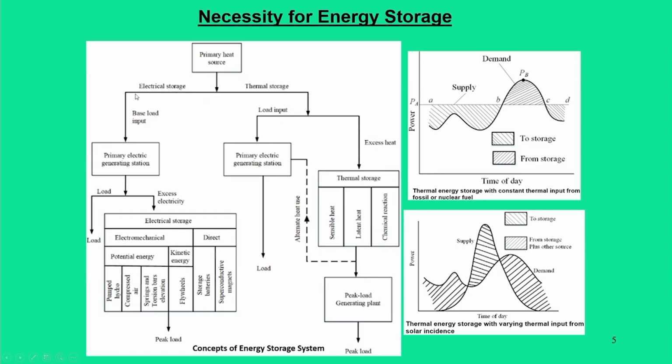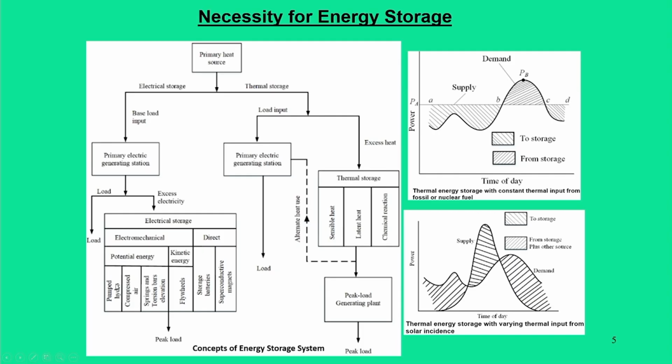When the conventional plants run at base load operation and we get the electric power from the generating stations, we can also have excess electricity. That excess electricity can go to the storage. This storage can be electromechanical systems or direct storage, and electromechanical systems can be further subdivided into storing in the form of potential energy or kinetic energy.